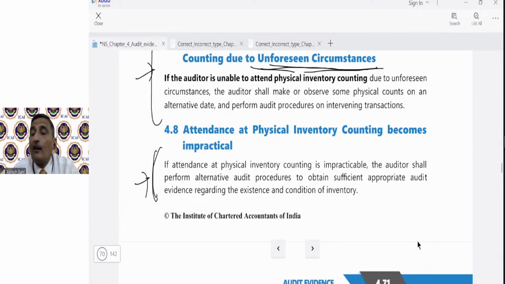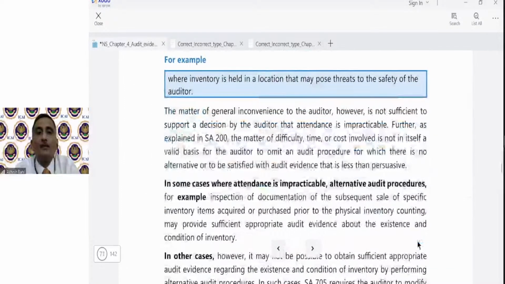So these kind of procedures he would have to adopt, and if he is not able to adopt, then he would have to modify his opinion. He may have to see what is the impact of it on his opinion, whether he needs to modify his opinion because he is not able to gather sufficient appropriate audit evidence regarding inventories. Yes, clear guys?